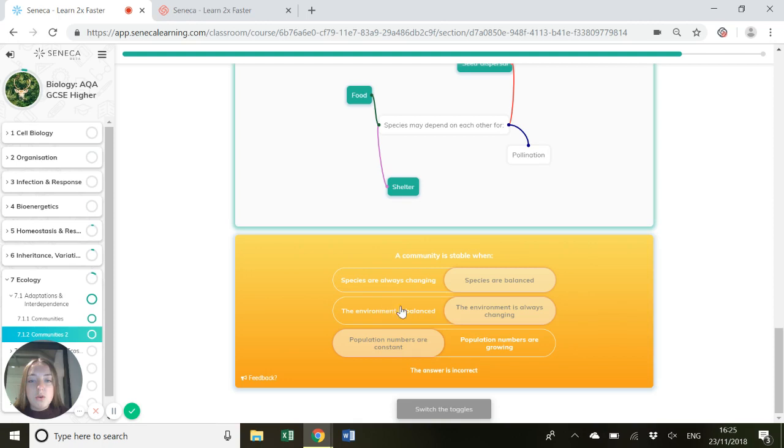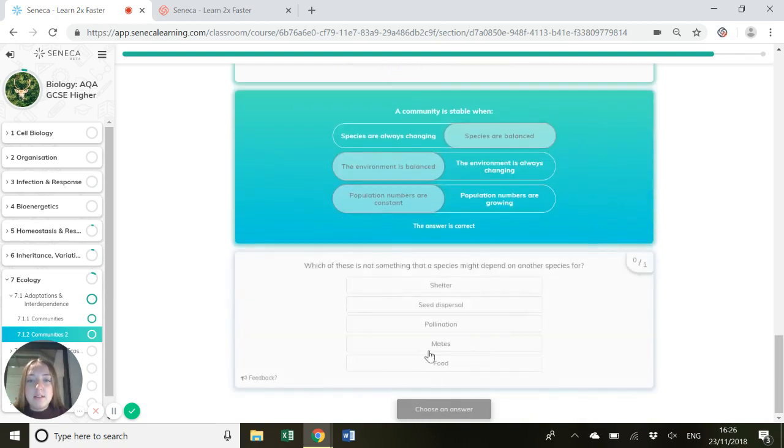So let's move the toggles around. A community is stable when species are balanced, correct? It's stable, things aren't changing, so the environment is balanced, and population numbers are constant.